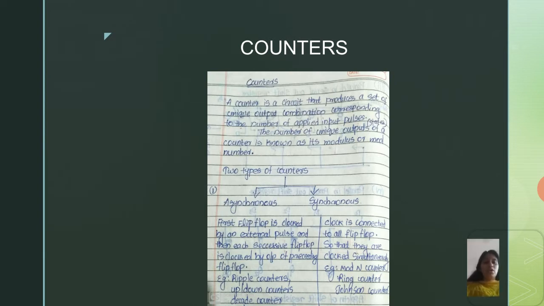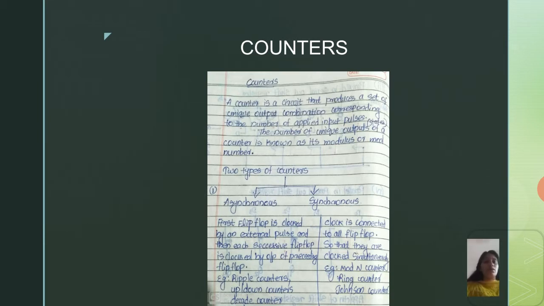Let's see. A counter is a circuit that produces a set of unique output states responding to the number of applied input pulses. So, based on your input, the counter will make a set of unique states, that are the output states. Based on the number of those output states, a counter is doing its counting operation. The number of unique output states of a counter is known as the modulus or the mode number of a counter.